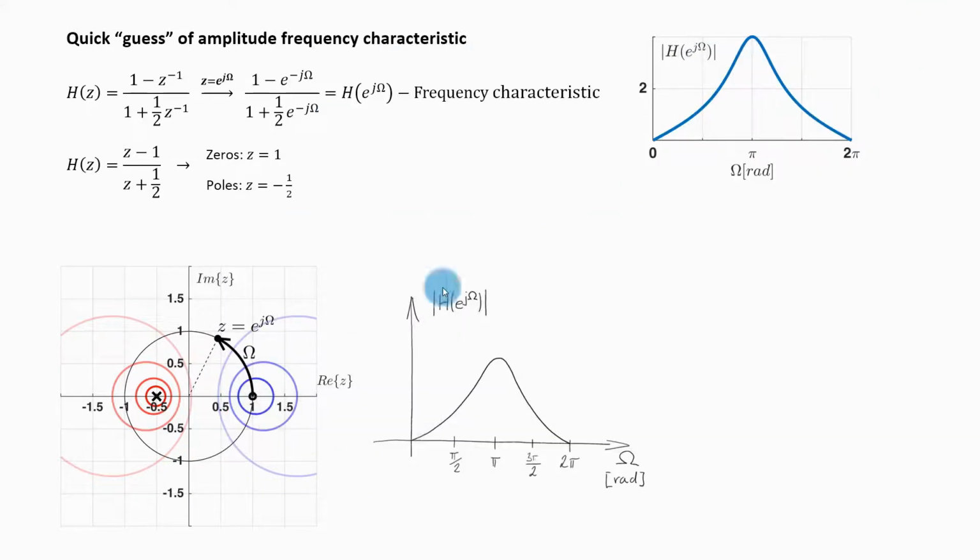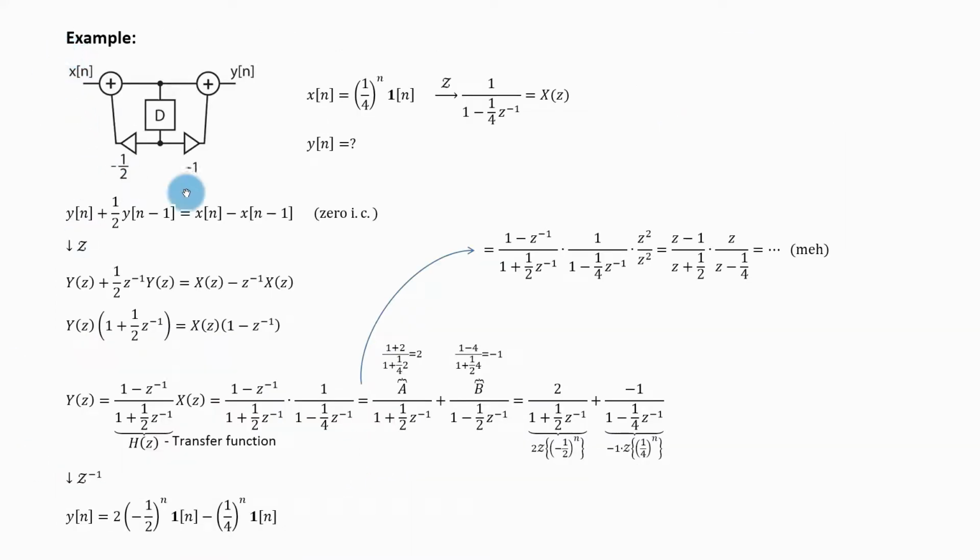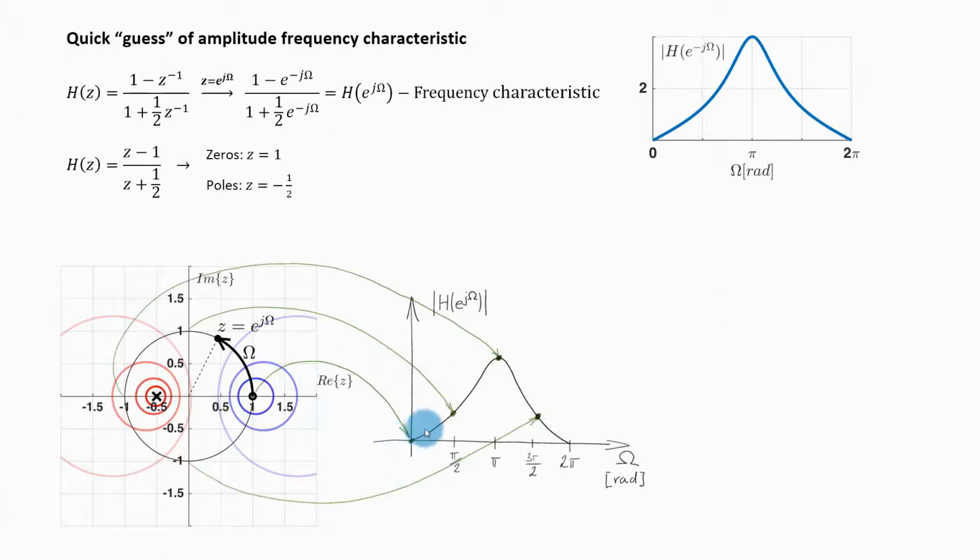And when I trace the magnitude of the transfer function above this circle, I get this approximate sketch of the amplitude frequency characteristic. And here I have indicated the correspondence of the individual points. So from this approximate sketch, you can see that this is an amplitude frequency characteristic of a high-pass filter. So the system from this example is a high-pass filter with this amplitude frequency characteristic.